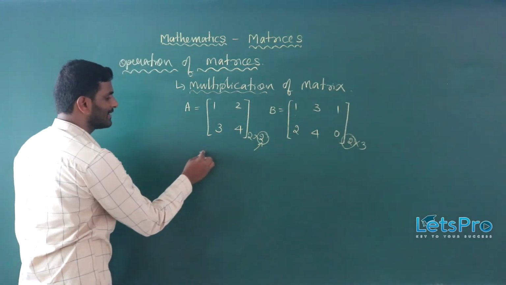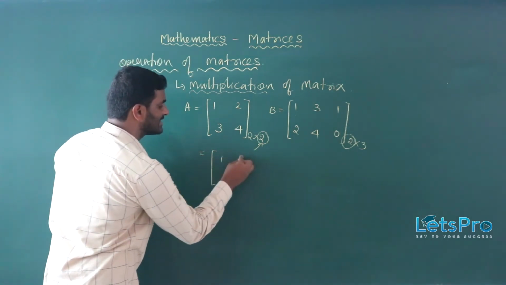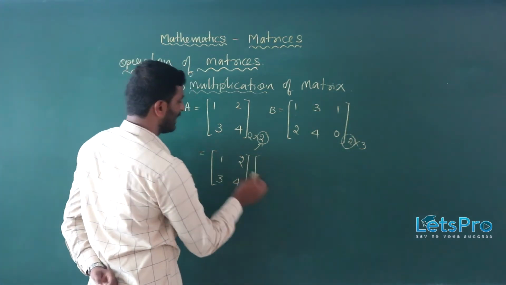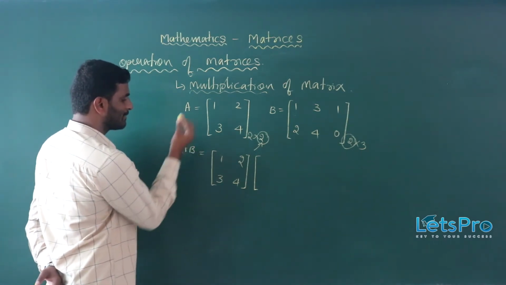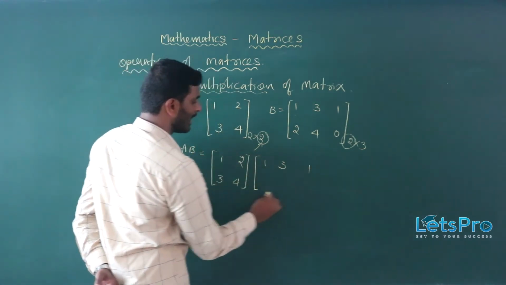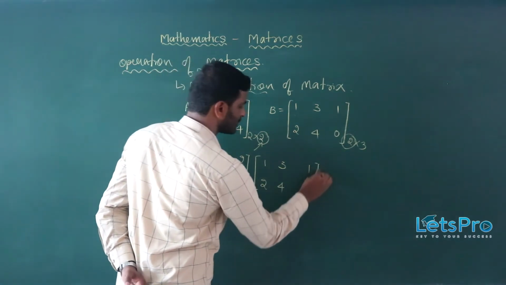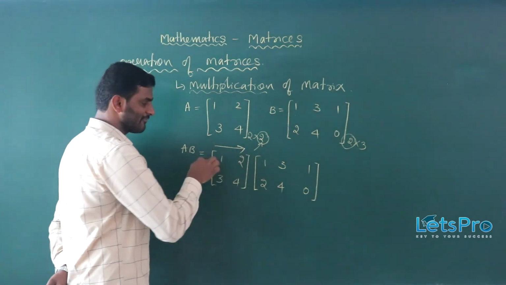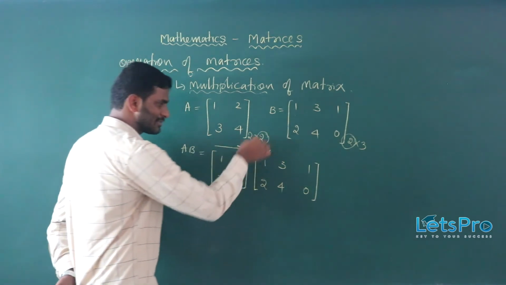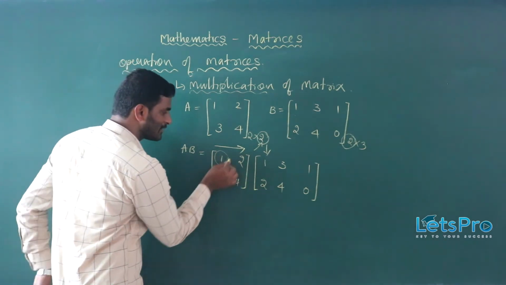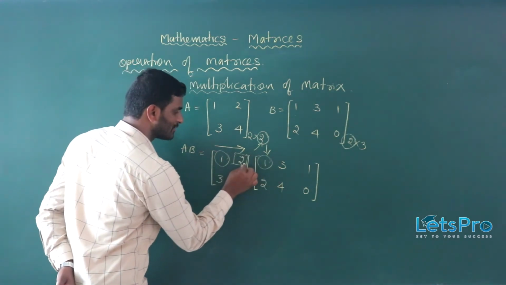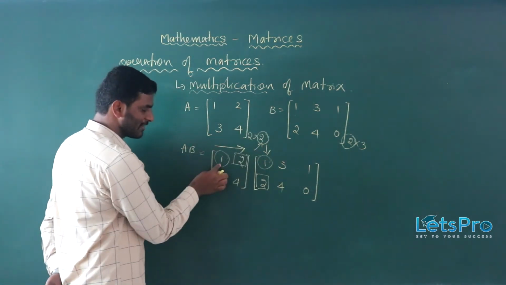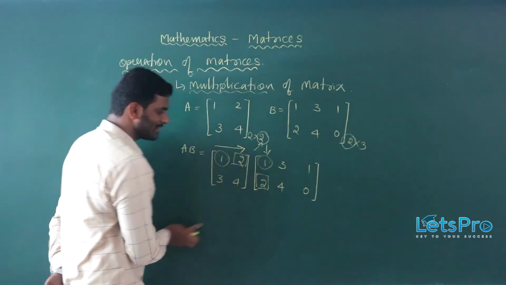Yes. How do you multiply? You just look at the board. I'll tell you very easy steps and an easy method to do the multiplication. We are multiplying A into B, 1, 3, 1, 2, 4, 0. The pattern is: take the first row and first column, first element to the first element and second element to the second element. Let me repeat: first row, first column, first element to the first element and second element to the second element.